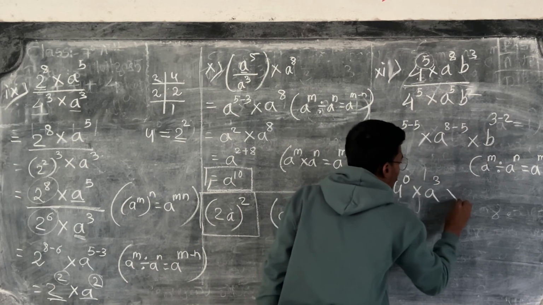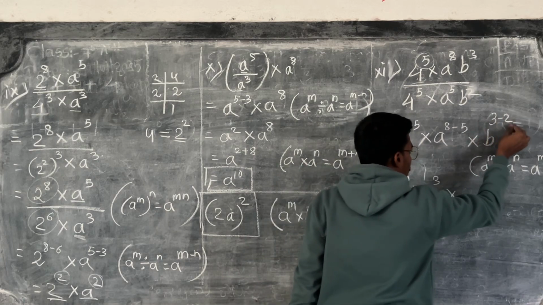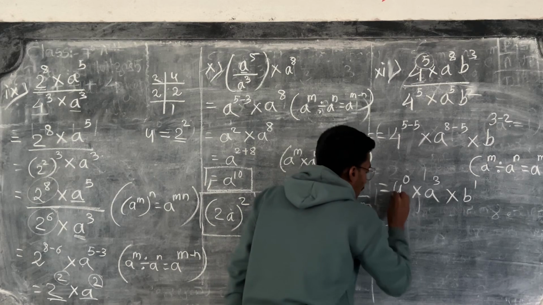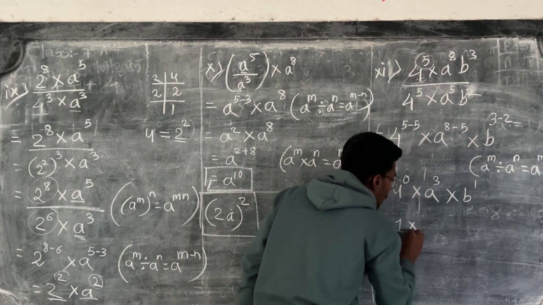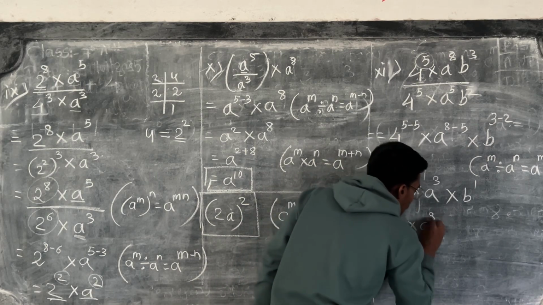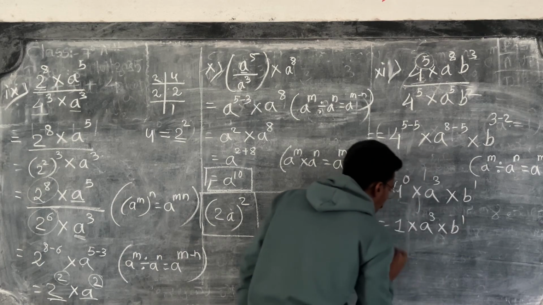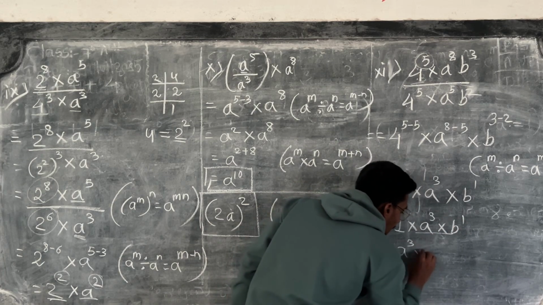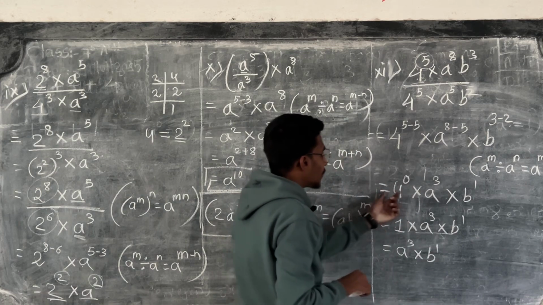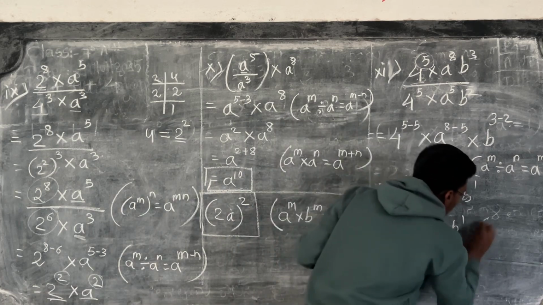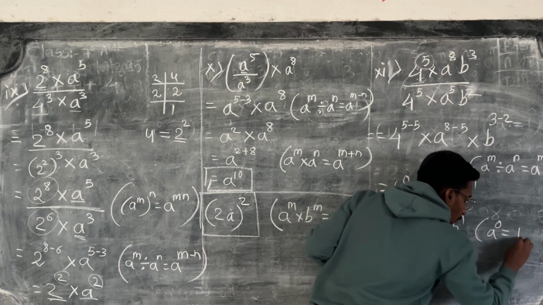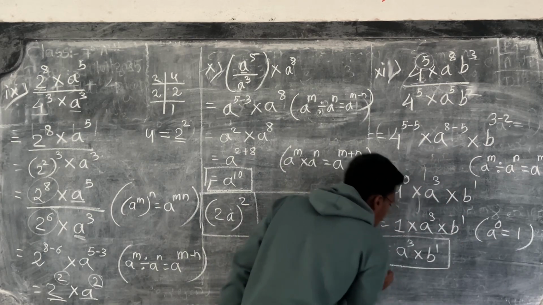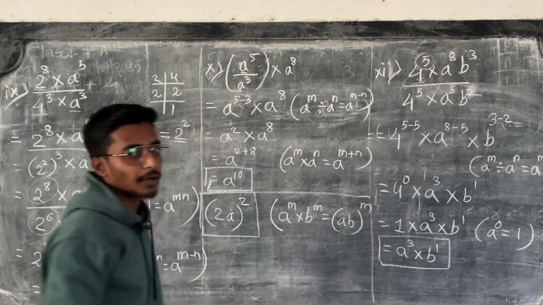a to the power 8 minus 5 is 3, into 2. When you subtract 2 from 3, you get b to the power 1. a to the power 0 is 1, into a to the power 3 into b to the power 1. 1 into any term gives that term only: a to the power 3 into b to the power 1. According to which identity do we write 1 here? a to the power 0 is equal to 1. In such a way, we have to simplify the given expression by using identity. So write down.